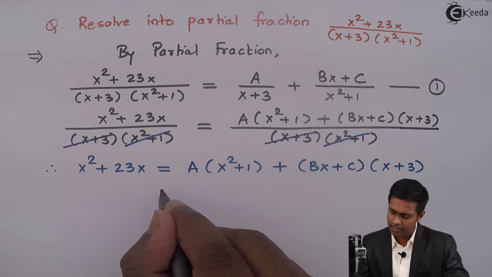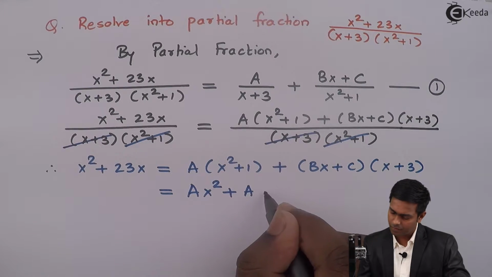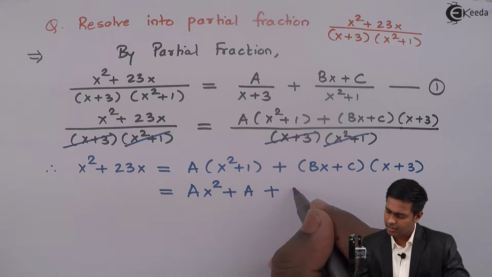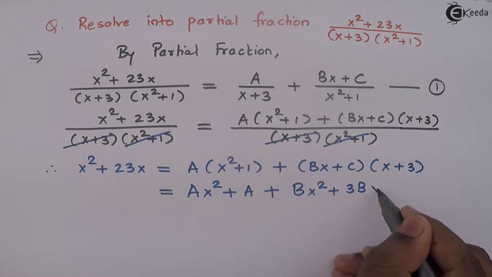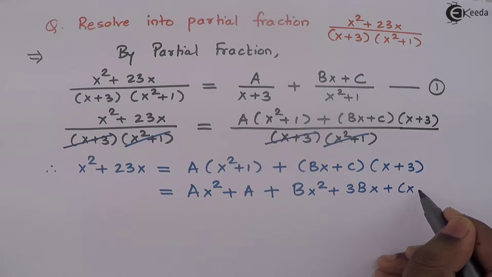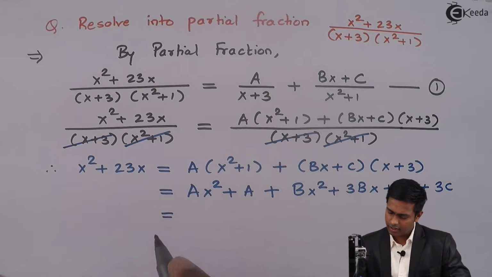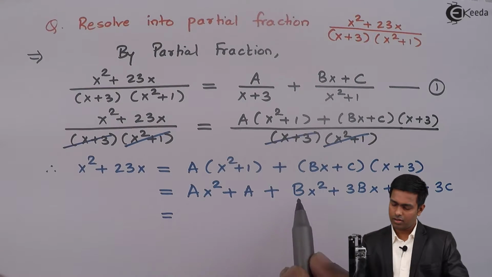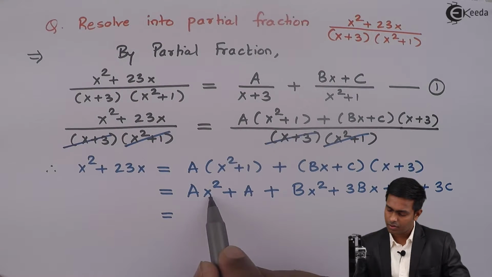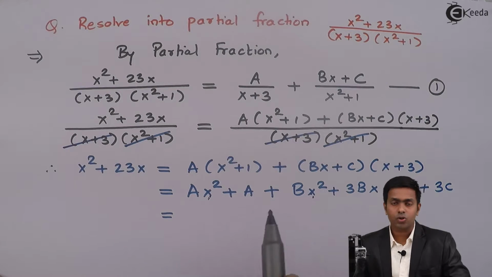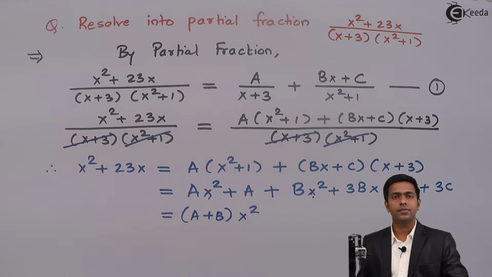By solving the right hand side we will get a into x square plus a, plus here we will get bx into x, that is bx square, bx into 3, that is 3bx, c into x, that is cx, and 3 into c, that is 3c. Now after this we will take the terms having similar powers together. So here the x square terms, we can take these two terms together. So (a plus b) will be in bracket and x square outside.